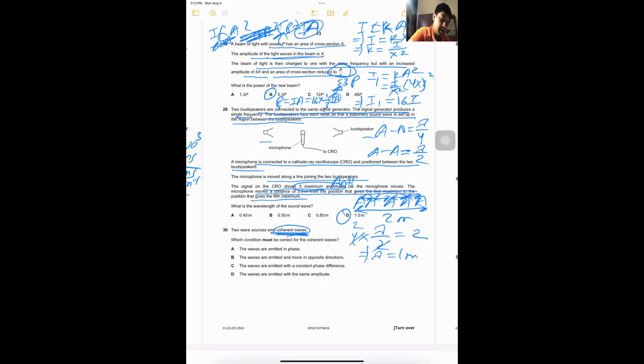Two sources emit coherent waves means a constant phase difference between them. Which condition must be correct for coherent waves? Waves are emitted in phase, constant phase difference. The opposite directions, not a must. The waves are emitted with constant phase difference. This is a must, right? The waves are emitted with the same amplitude, not a must. So yes, the answer is C.